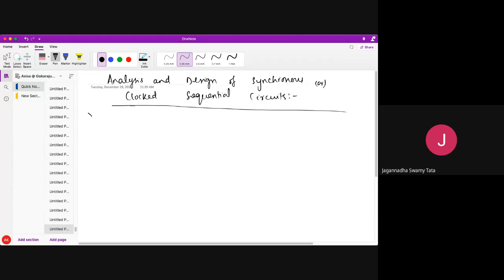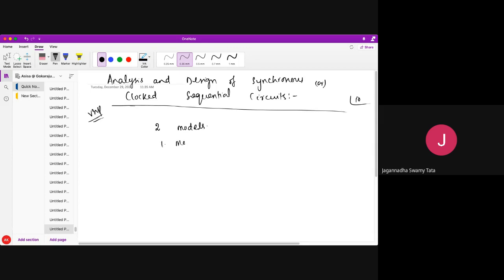Okay, so very important students, surely a 10 mark question you can expect in the main exam. First of all I want to discuss with you what is a synchronous clocked sequential circuit. Synchronous means the clock pulse is applied synchronously to all the sequential circuits. That is called synchronous clocked sequential circuits. The synchronous or clocked sequential circuits are represented by two models. What are those two models?